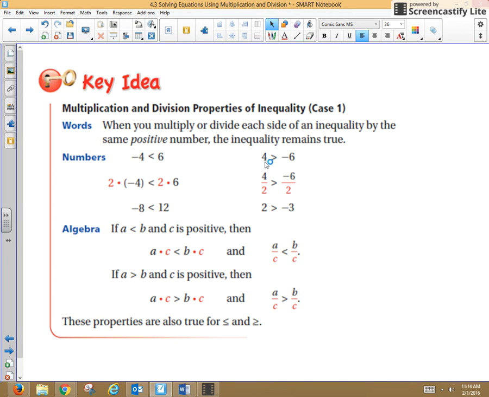Or for example, with division, 4 is greater than negative 6. If you divide both sides by 2, 2 is still greater than negative 3.